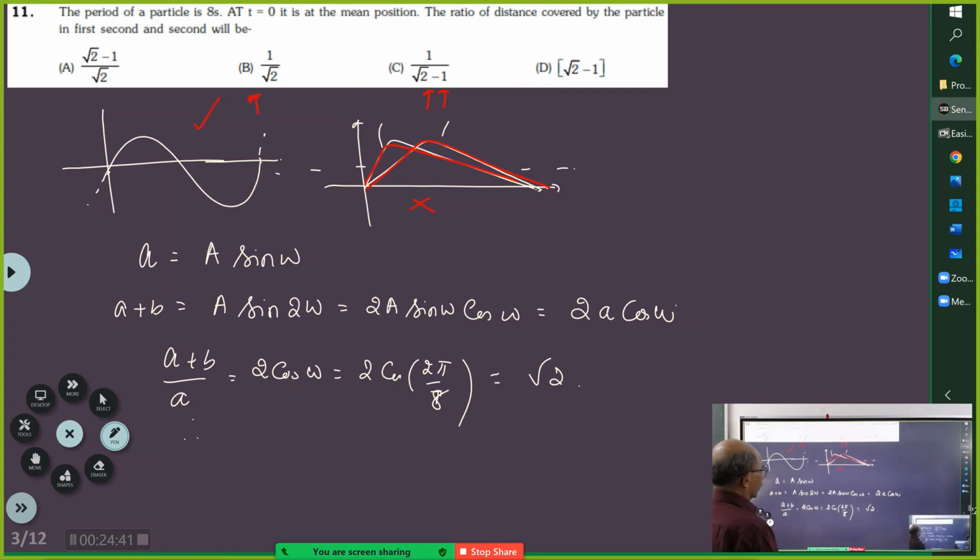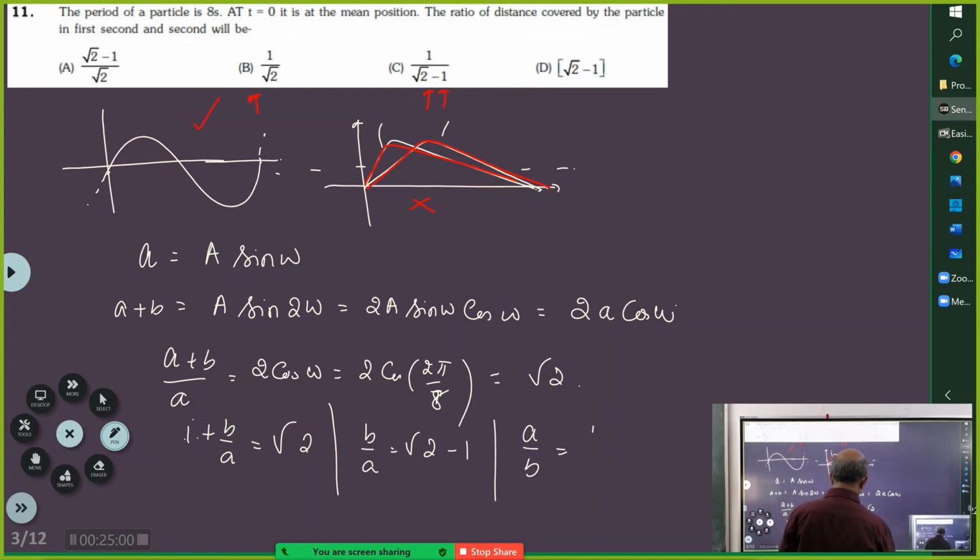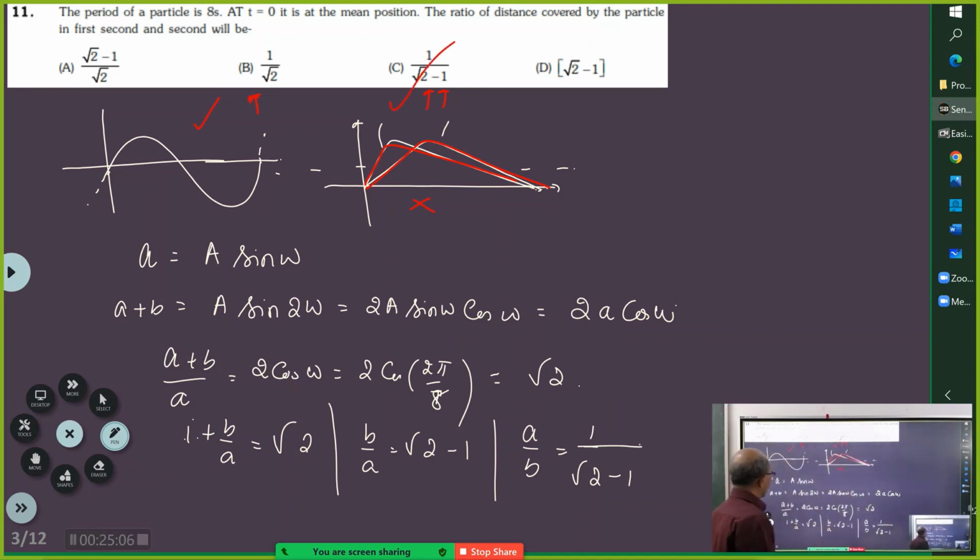Left hand side we can write 1 plus B by A, sir. That's it. 1 plus B by A. You have to open the bracket and say 1 plus B by A is equal to root 2. So therefore the next step will be B by A is equal to root 2 minus 1, and therefore the inverse of that is A by B is equal to 1 by root 2 minus 1. Okay. Yes, C is the right option. Okay, done. Shall we proceed? Yes. Yes.